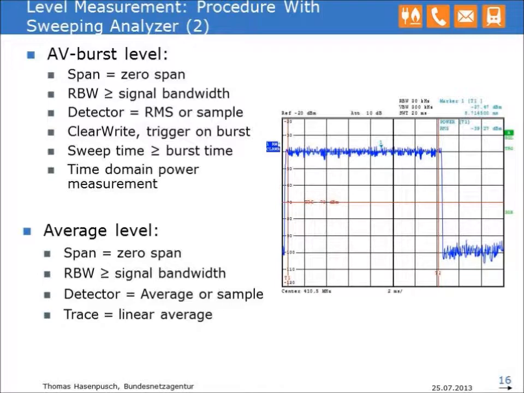The average level is not so important, but it can be measured with these parameters. Sorry, I wanted not to skip this too fast, but average can also be measured in 0 span, but with average detector.